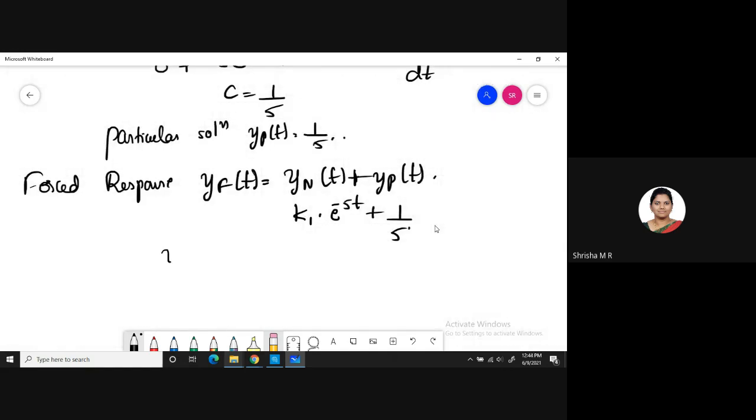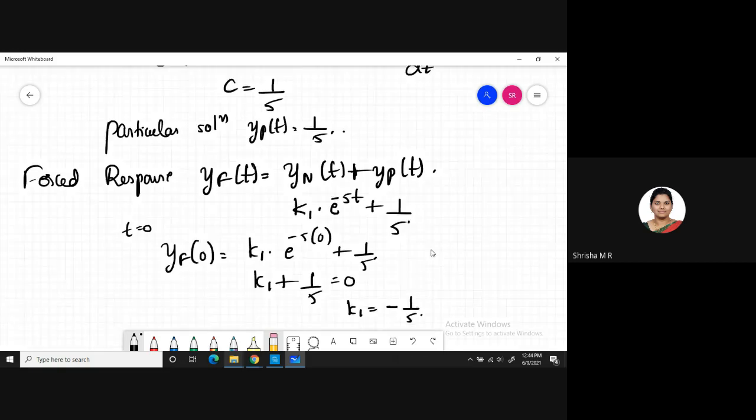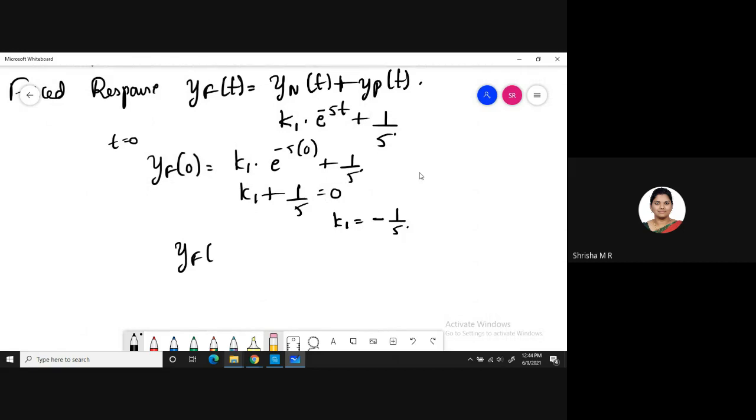So yf of 0 is equal to K1 into e power minus 5 into 0 plus 1 by 5. If we put t equal to 0 in this equation, we get yf of 0. So K1 plus 1 by 5 is equal to 0, so K1 is equal to minus 1 by 5. So the forced response will be yf of t equal to minus 1 by 5 into e power minus 5t plus 1 by 5. Got it? Is it clear?